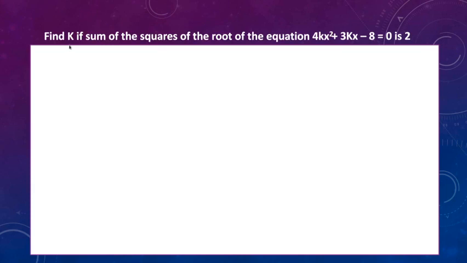Find the value of k if the sum of the squares of the roots of the equation 4kx square plus 3kx minus 8 is equal to 0 is 2. Let alpha and beta be the roots of the given equation. If we compare this equation with the standard form of a quadratic equation, we will consider that a is equal to 4k, b is equal to 3k and c is equal to minus 8.